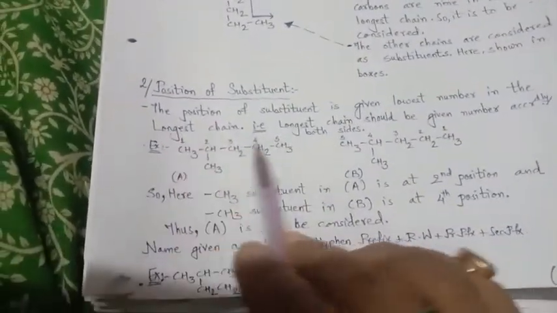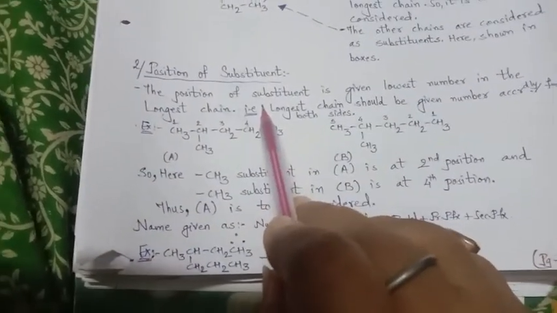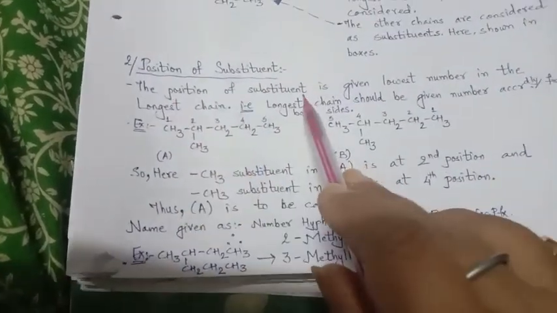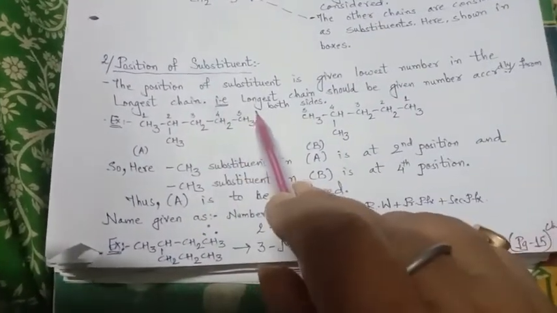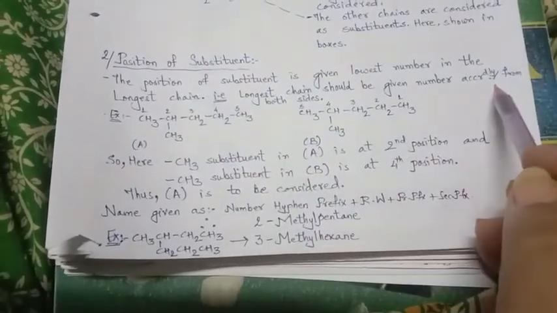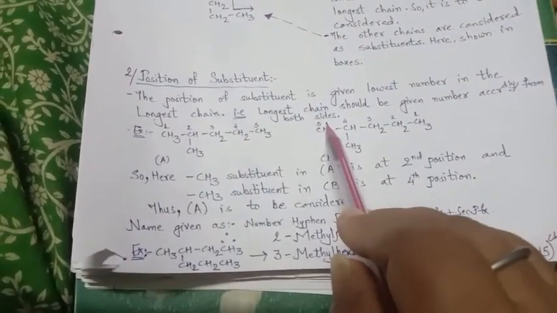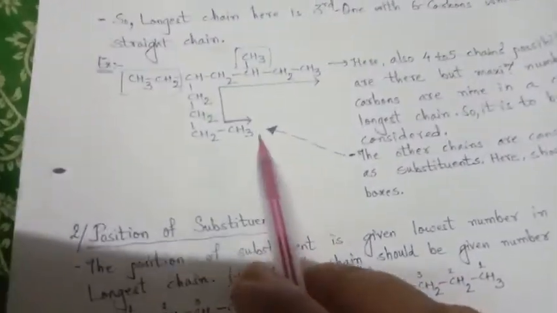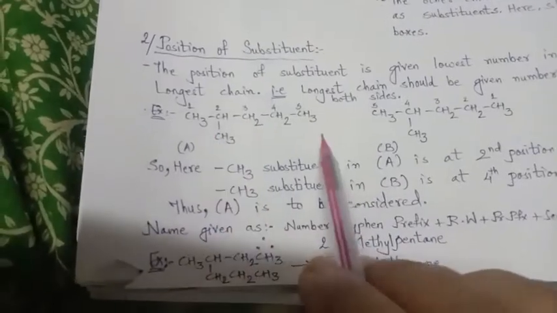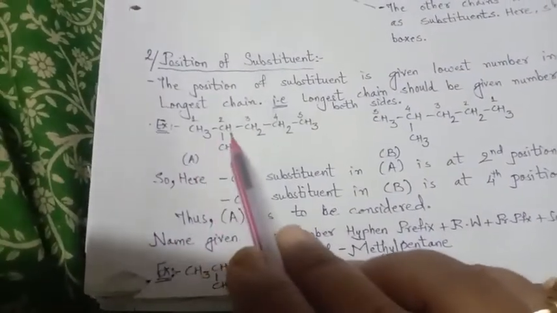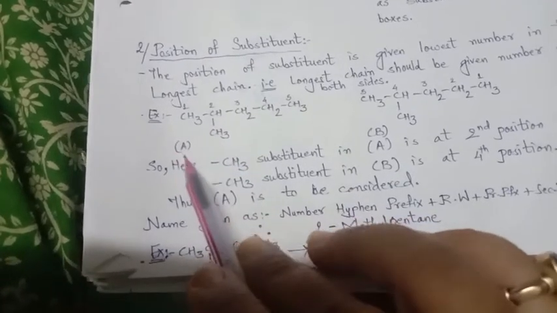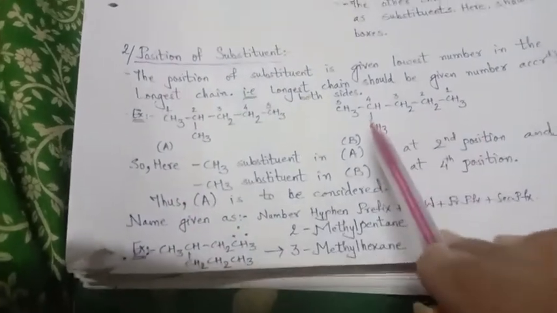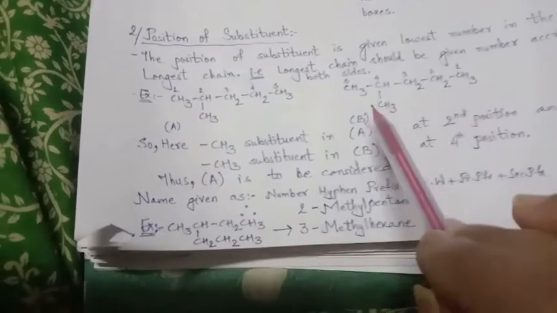So for that we will have to consider the lowest number in the parent chain. The position of the substituent is given the lowest number in the longest chain. That is, the longest chain should be numbered from both sides. Right? Let us first see the simple thing. CH3, CH, CH2, CH2, CH3, and this is the branch. This is the A position. Here also the same thing is shown, B position.